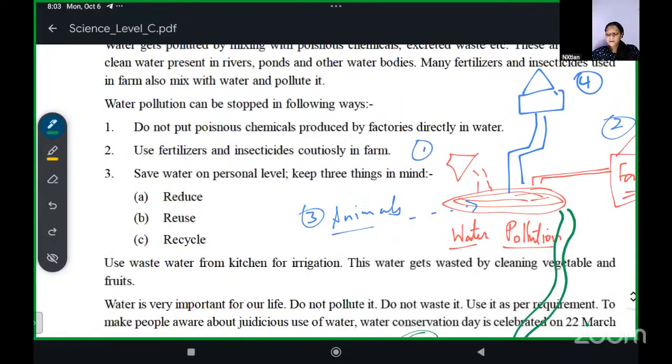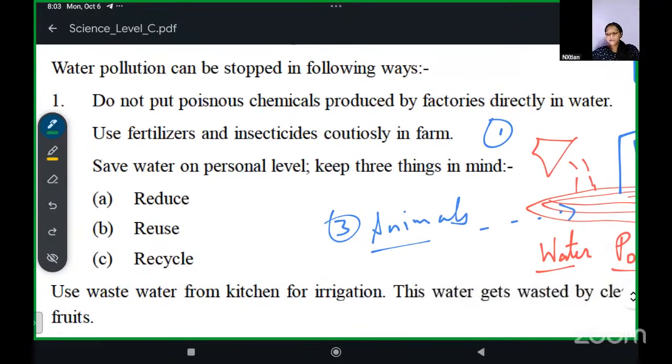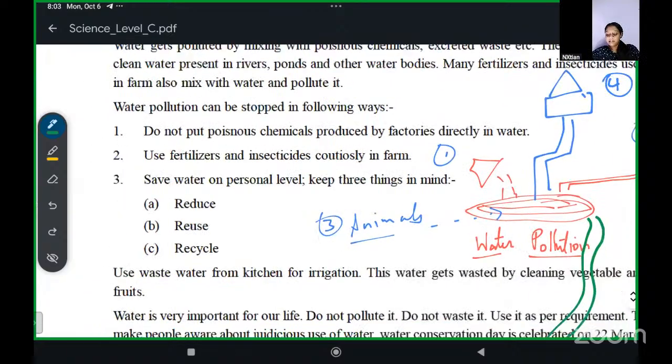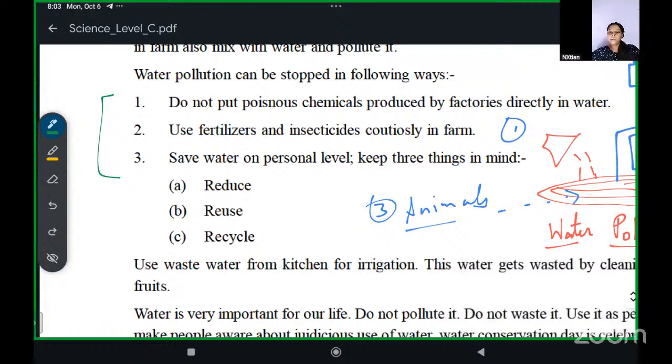Water pollution can be stopped in the following ways. First, do not put poisonous chemicals produced by factories directly in water. What should be done is that those chemicals should be treated first. If they're mixed with water, they should be treated first, and once they are clean, then they can be released, or do not release at all. Make a separate tank, a separate storage for storing that water.